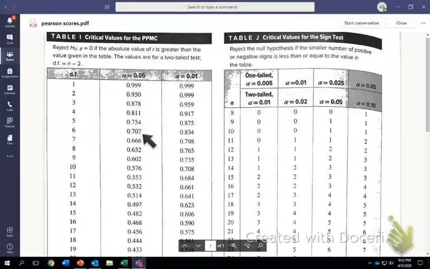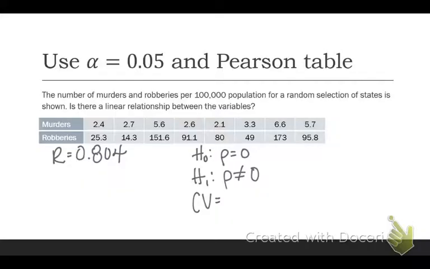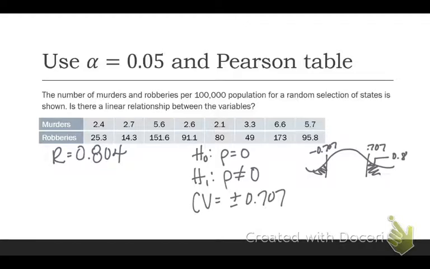So my critical value is actually going to be positive or negative 0.707. All right, so let's go back. Our critical value is going to be positive or negative 0.707. We can draw our picture and get an idea of what that's going to be. And our 0.804, which is our correlation coefficient, is in the shaded region.